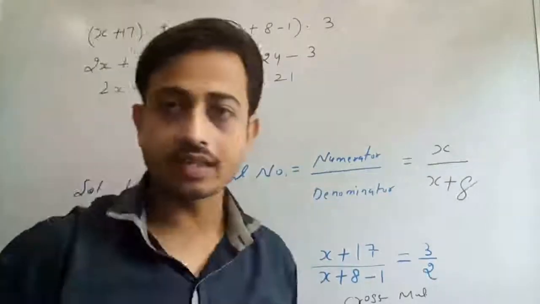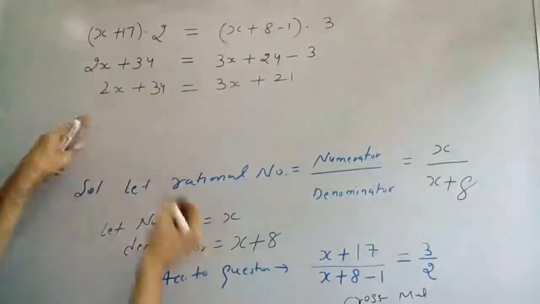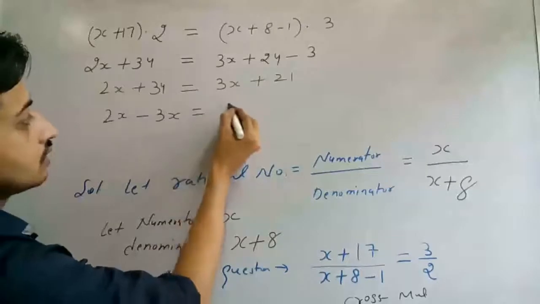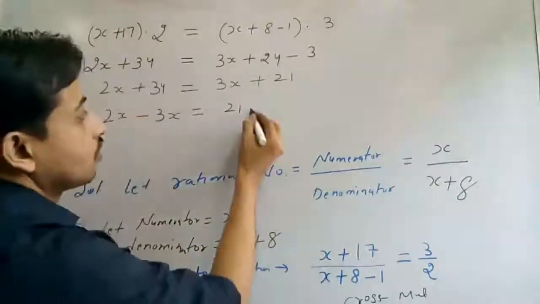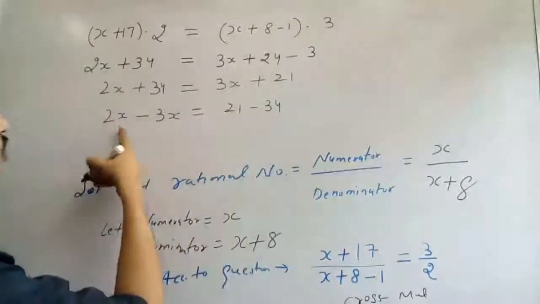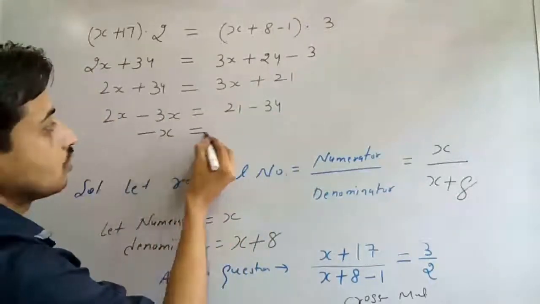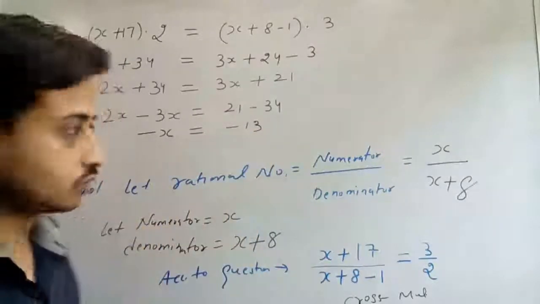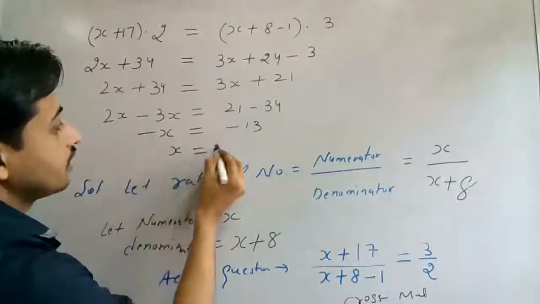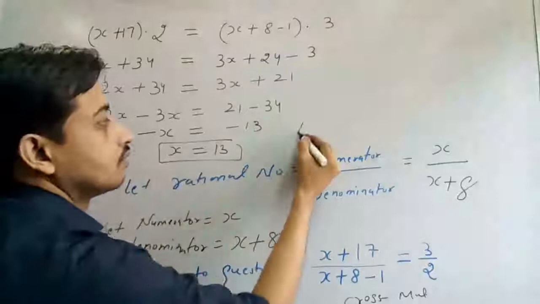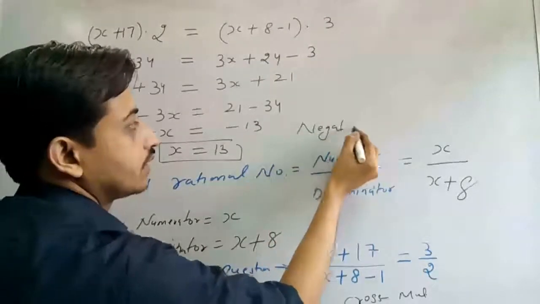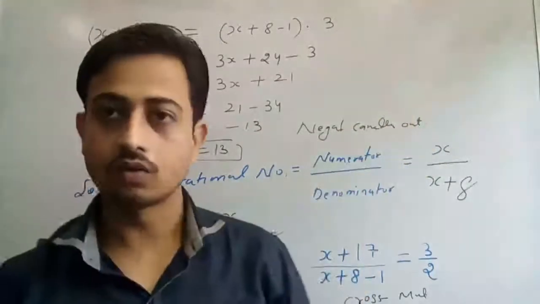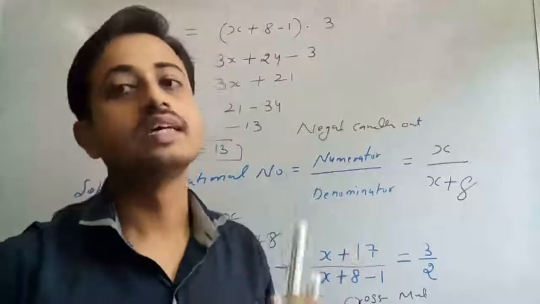We have to get the value of x, so I am going to take this 3x to the left hand side. 2x becomes negative 3x because the sign here is positive. This is 21. I am going to take this 34 to the right hand side. It becomes minus 34. 2x minus 3x we get negative x, which is equal to negative 13. So the negative is cancelled out. We get x is equal to 13. Negative cancelling out. So please make a note.